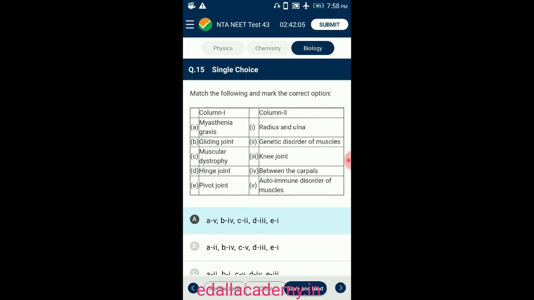Myasthenia gravis is matching with the fifth one, autoimmune disorder of muscle. Gliding joint is matching with the fourth one, between the carpals. Muscular dystrophy is matching with the second, genetic disorder of muscles. Hinge joint is matching with knee joint. Pivot joint is matching with radius and ulna. So the correct option is A.